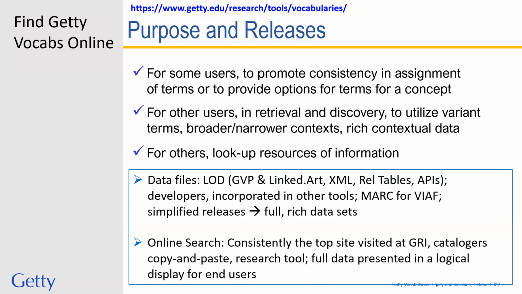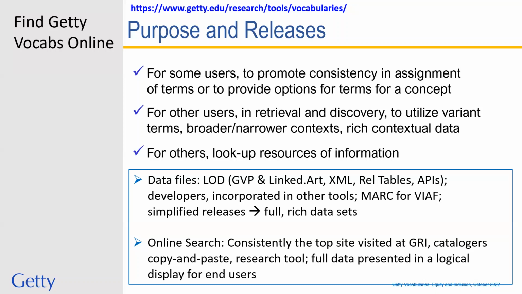Now, the vocabulary is released in various ways to accommodate these purposes. One way is in data files. We have linked open data, both the original format from several years ago and as well as a new format you might want to look at that's a little bit simplified and catering to the linked.art applications. We also have XML, relational tables, APIs. And these files are used by developers and they're incorporated by vendors in other tools.